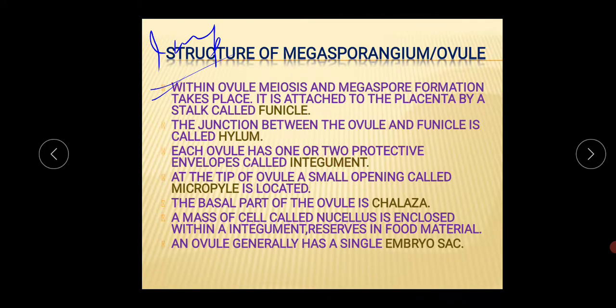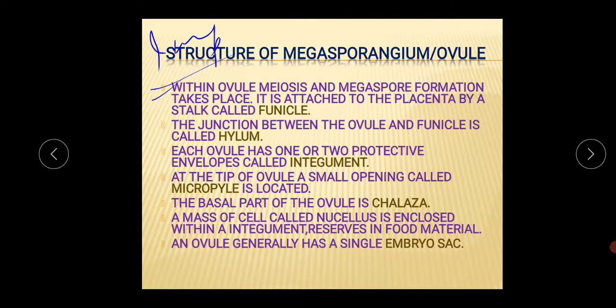At the tip of the ovule, after the integument formation, a small opening is there. This small opening is called the micropyle. The basal part of the ovule is called the chalaza, and a mass of cells called the nucellus is enclosed within the integument and reserves food material. An ovule generally has a single embryo sac structure.